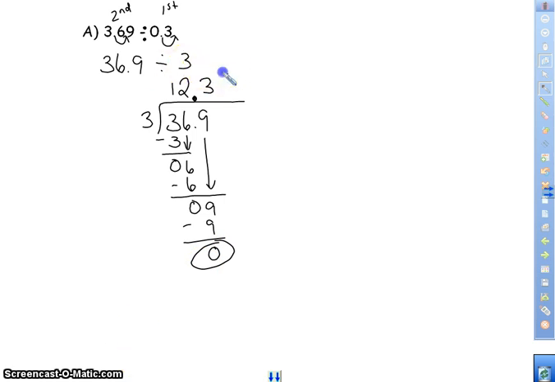Okay, so my answer here is 12 and 3/10. So if you bring that decimal to the top right at the beginning, as long as you're lining up the numbers correctly, you're just doing normal division.